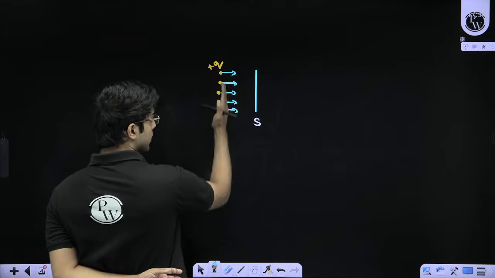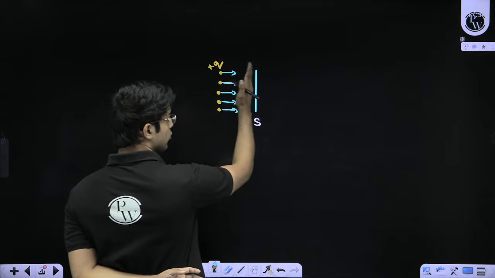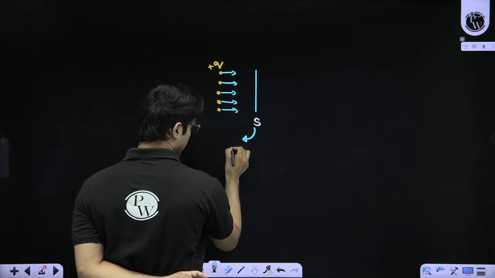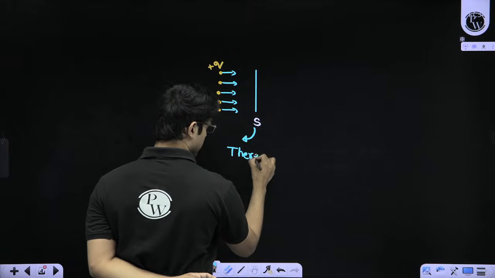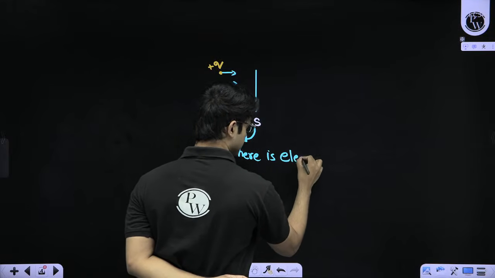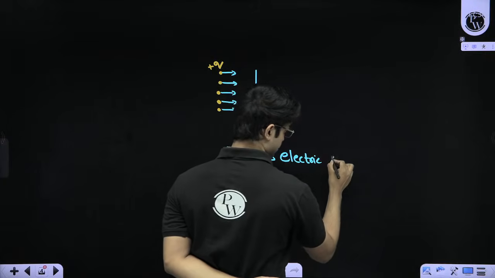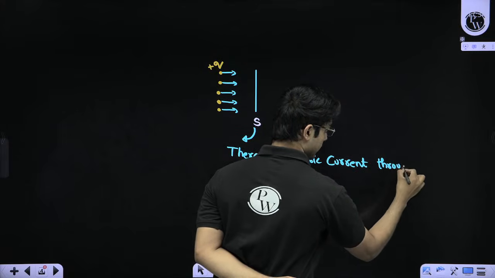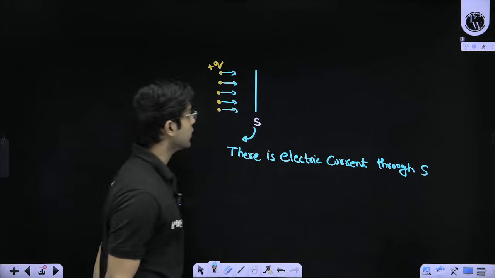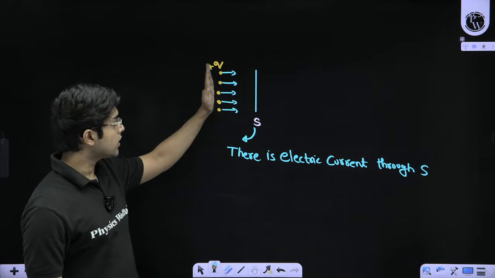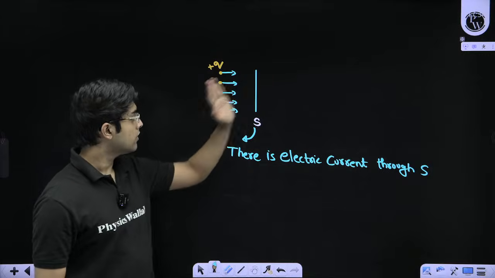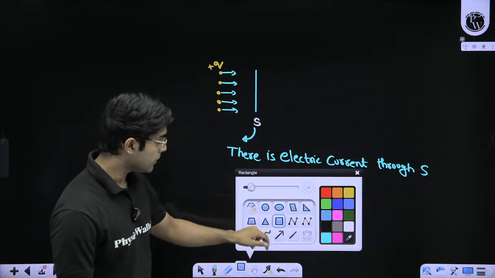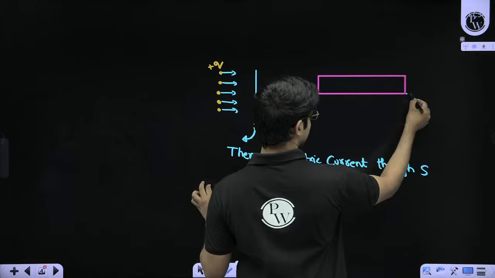If you have a constant flow of charge through any cross-sectional area S, then we say that there is an electric current through that cross section, where S is any cross-sectional area. I'm looking at the side view of this. In case there are charges flowing through S every second, we can say there is electric current passing through the cross-sectional area S. In our study, we will mainly deal with current carrying wires.